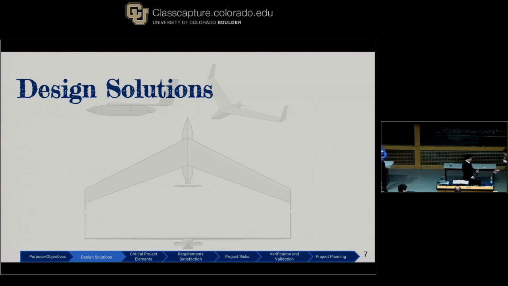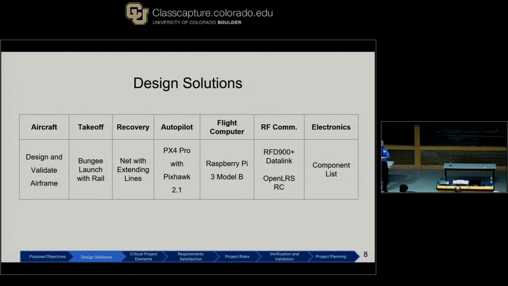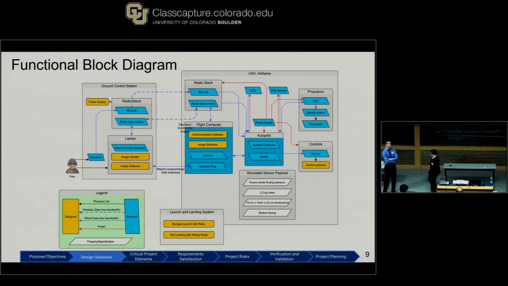All right, now I will be discussing our design solutions. Here's a list of our different subsystems with their associated design solutions. And here's a functional block diagram of our system. Please take note of the legend in the bottom left: yellow is what we'll be designing, and blue is what we'll be acquiring.